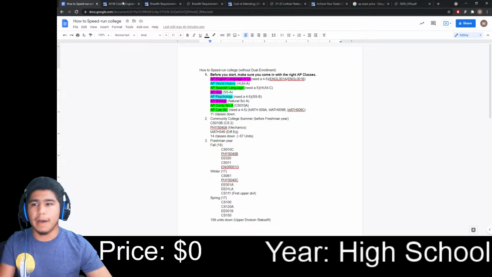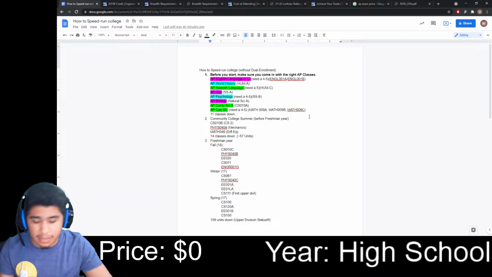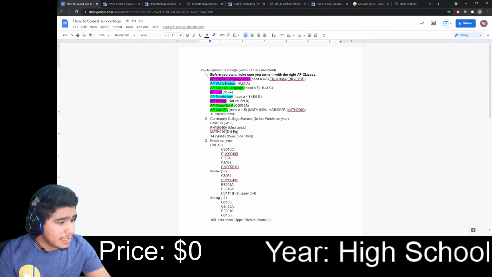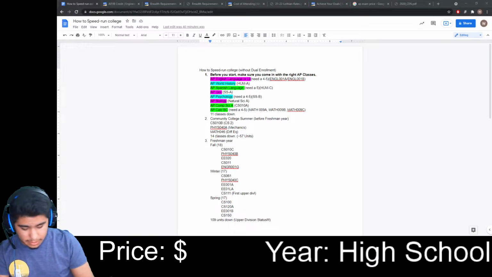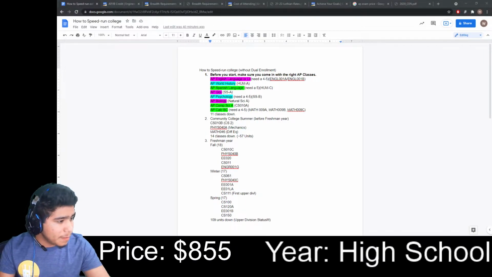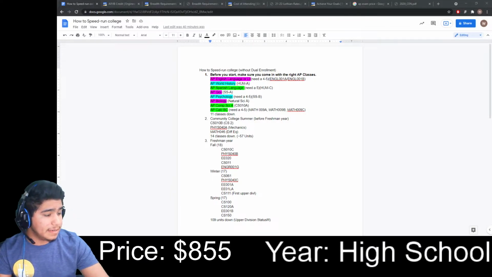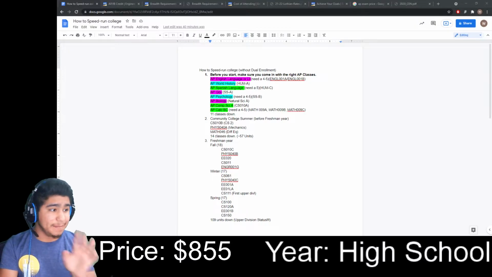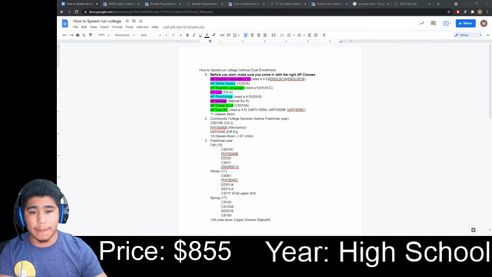So if you take 9, that comes out to $855. Again, this is not with financial aid. So now we're going to change the price to reflect that. All right. 1 year of college credit is roughly $855 with AP. And now you're going to see the big difference with that when I pull up the actual college price.